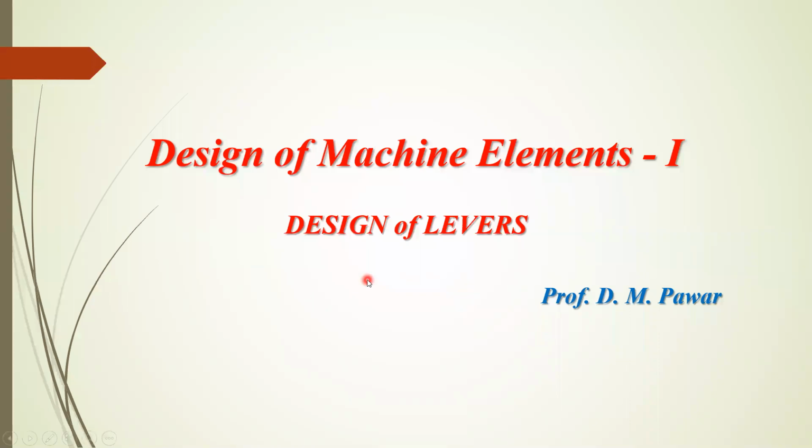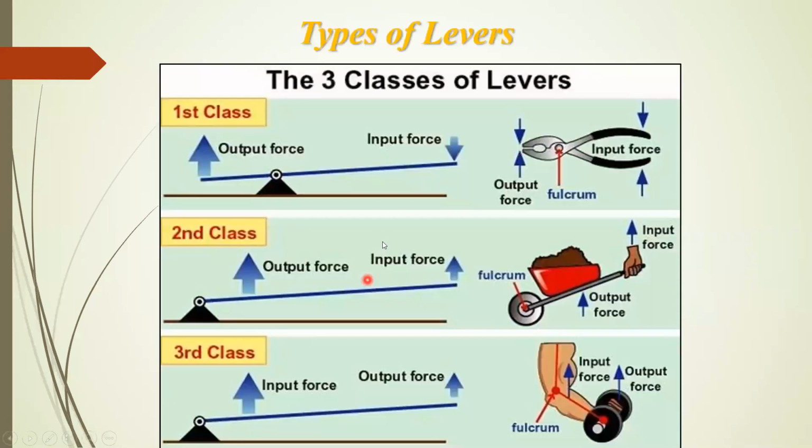So in this lecture, we discussed that various types of levers are there: first category lever, second category lever and third category lever. These first and second types of levers are used in various engineering applications. Here you can see the lever is simply a straight lever. All these types are straight levers.